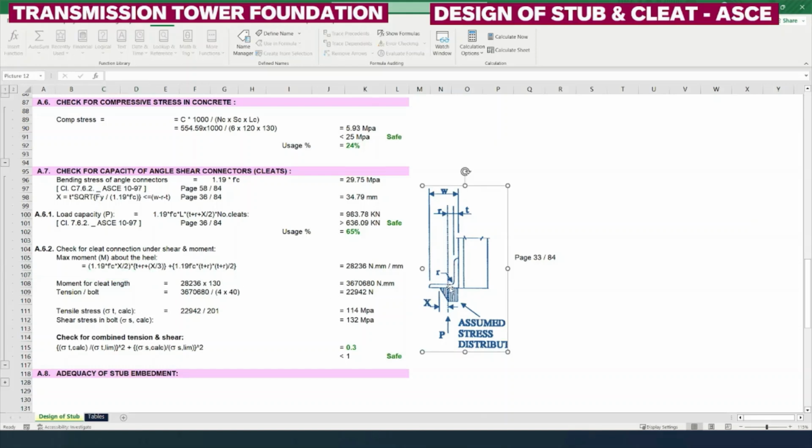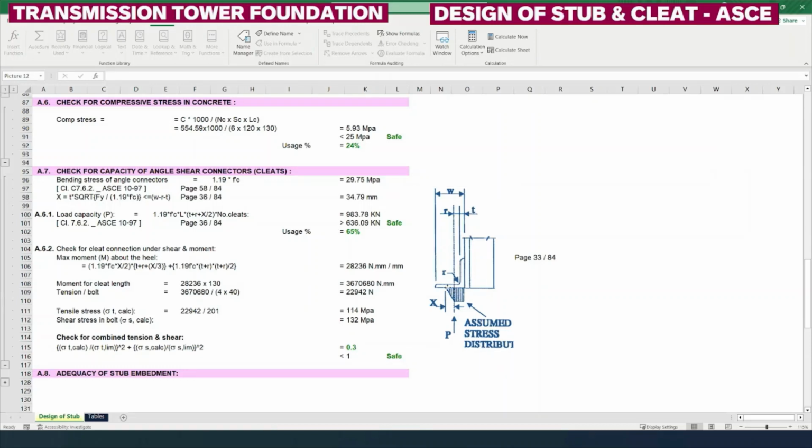So we need to measure the center of action of this triangle from the heel of the cleat angle. From this part where the cleat and stub are connecting, from that point we need to calculate the centroidal distance. For that we need to add t plus r, plus, as it is a triangle shape, x divided by 3 from this edge. That is why in this equation the first set of moment is calculated for the triangle portion, that is area into centroidal distance from the heel.